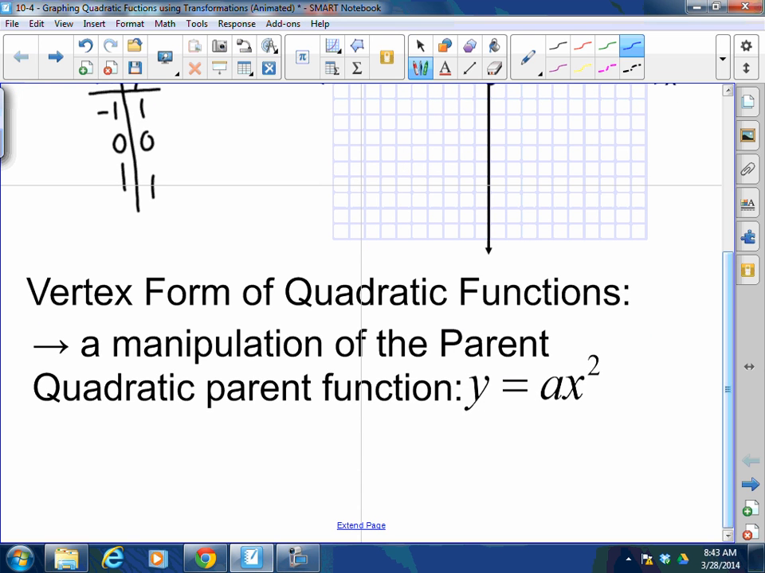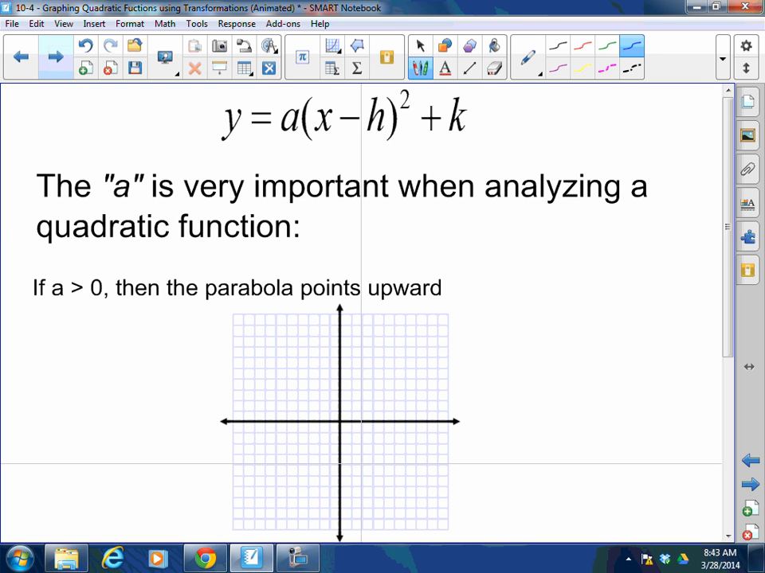We're going to learn today the vertex form of the quadratic function, which is, just like I said, the manipulation of the parent quadratic function, y equals x squared. The vertex form is y equals a(x minus h) squared plus k. Let's investigate every single part of this. The a is very important when analyzing a quadratic function.